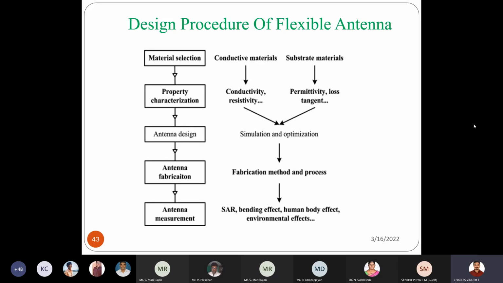Ma'am, how do we reduce the backward radiation in wearable antennas? Actually, mostly once we are designing, backward radiation will not be that much. We get the proper resonating frequency for the particular frequency that we have to concentrate on.